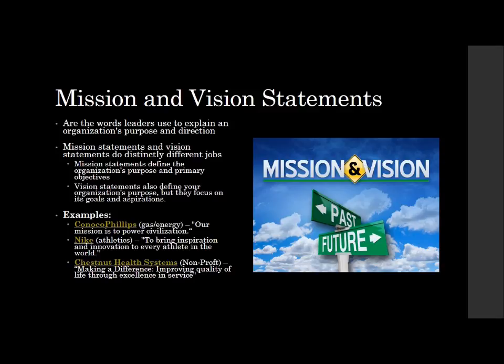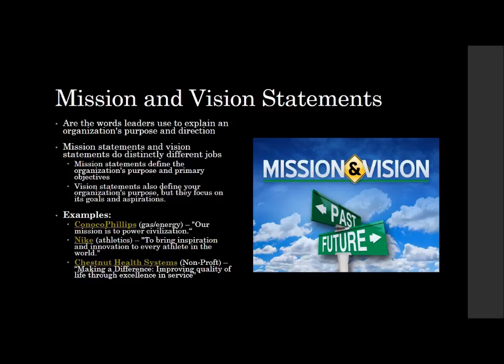The examples here include ConocoPhillips, which is a gas and energy company. Their mission is to power civilization. Nike, the well-known athletic company, has as its mission to bring inspiration and innovation to every athlete in the world. Chestnut Health Systems, which is a large nonprofit located in the Midwest United States, has as its mission statement, making a difference, improving quality of life through excellence in service.